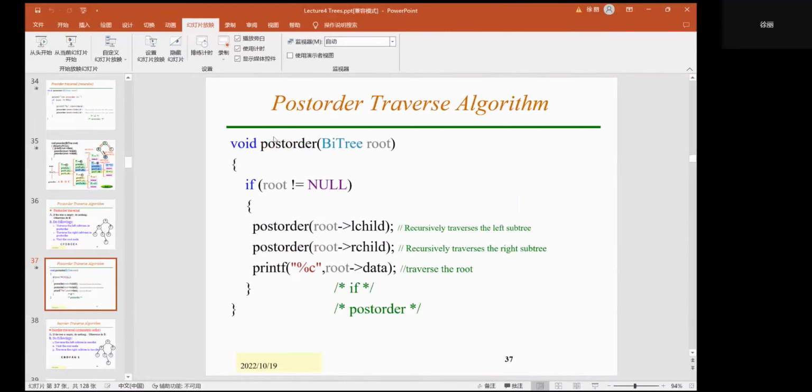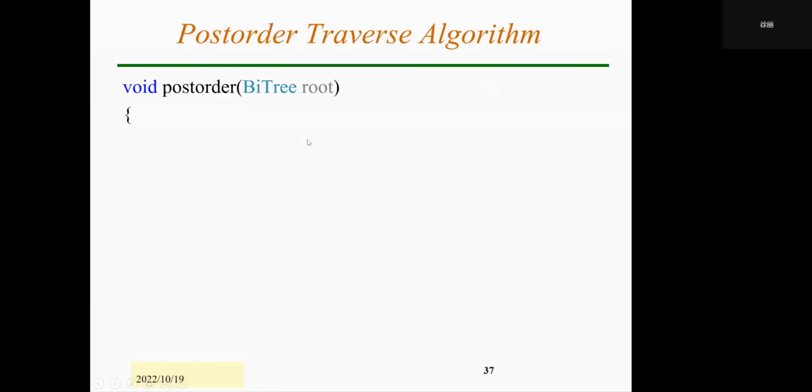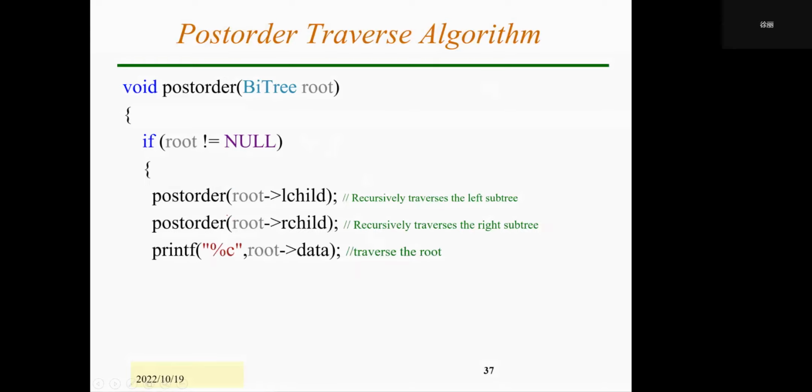Okay, so this is the post-order traversal. The difference is the order is different, right? The first step is the left subtree and then the right subtree, and at last we visit the root. So the question is, how can we write the non-recursive program of these three traversal algorithms?